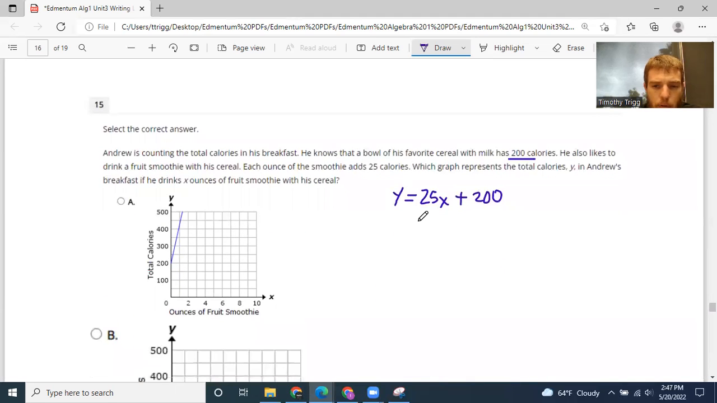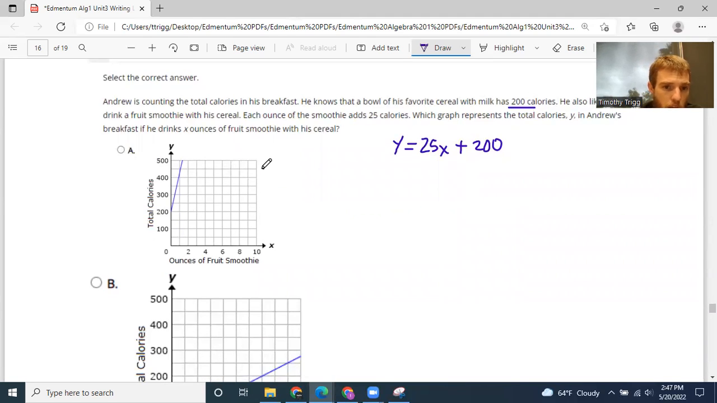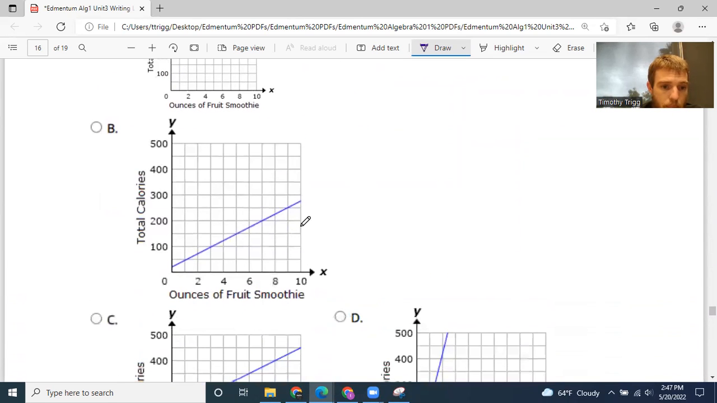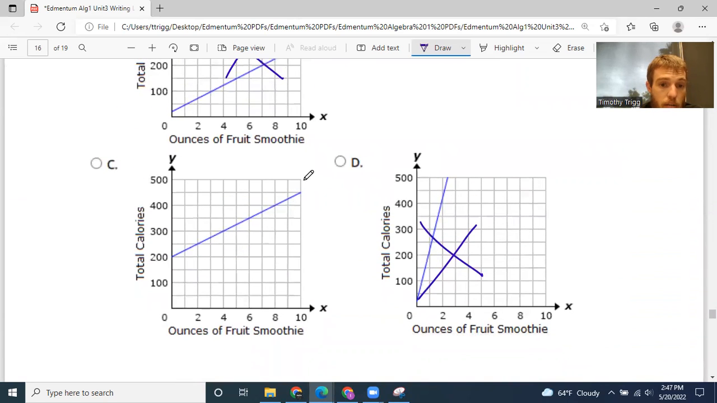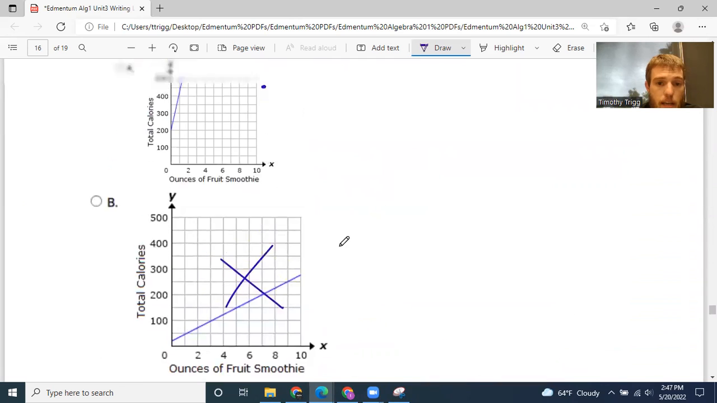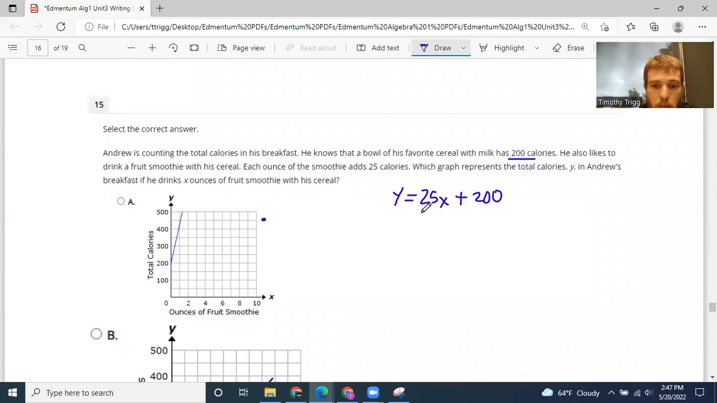Well, one thing I'm just going to help you out with. One thing you need to look at is first your y-intercept needs to be 200. So this one has a y-intercept of 200, so maybe it's this one. This one's wrong. This one does not have a y-intercept of 200, and this one does. So it's either A or C in this case. Now my slope is 25, so that means I'd rise 25, run 1.